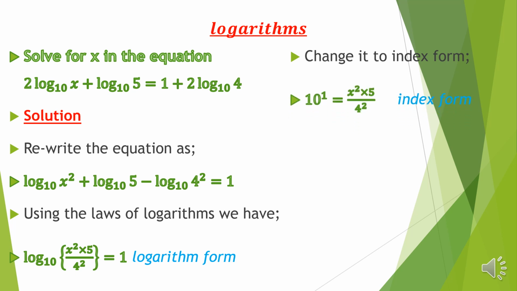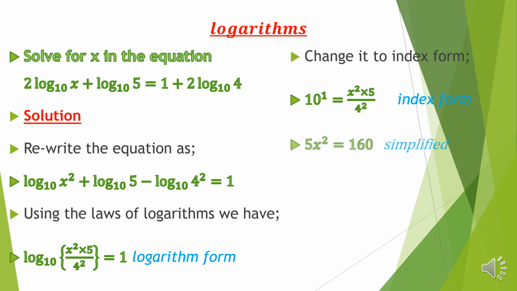And to proceed with this, we are going to have that 10 raised to 1, this is the base raised to the power, is equals to the number. So we'll have 10 raised to 1 is equals to x squared times 5 over 4 squared. Now I've converted this one to index form, and by so doing that one, I've eliminated the log.